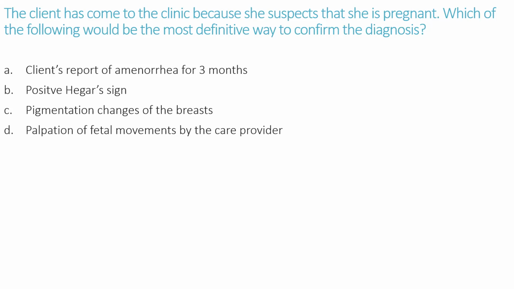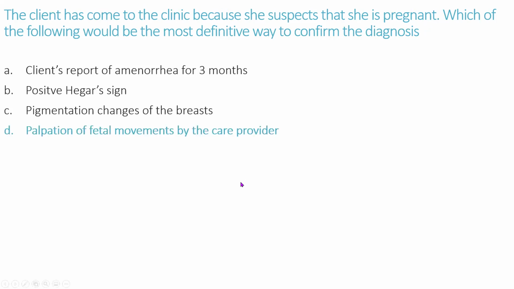A is not going to be correct, so let's show the answer so we're not getting mixed up. This is D. A is not correct, she's missing her period. That's subjective. A positive Hegar sign would be objective, but that's not definitive, okay? Pigmentation changes of the breast are not definitive. Within our next choice, palpation of the fetal movements, the last rationale we had was very good for the definitive ways of diagnosis.